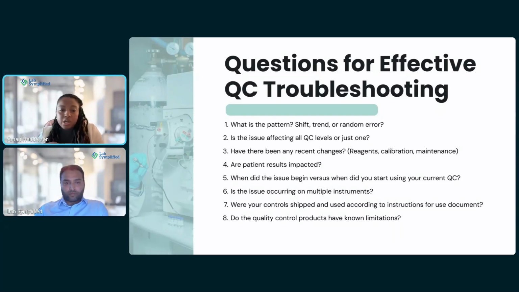Is the issue occurring on multiple instruments? So we've already covered that, so I won't go into that any further.